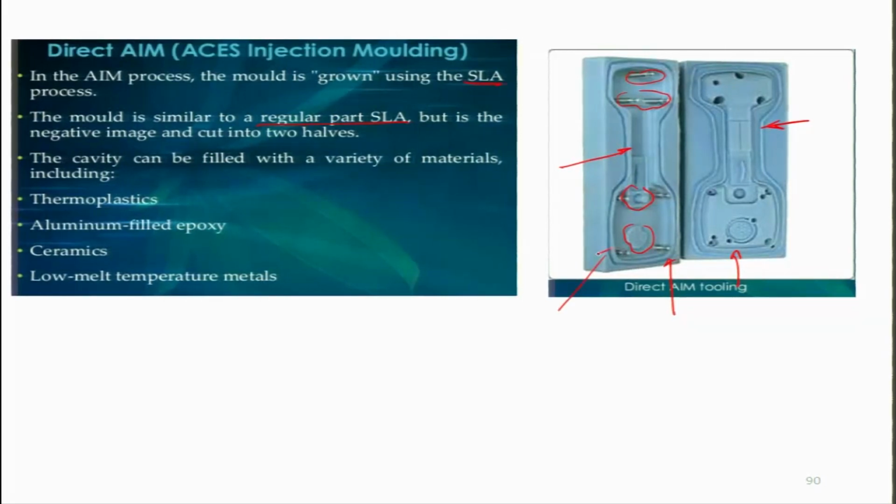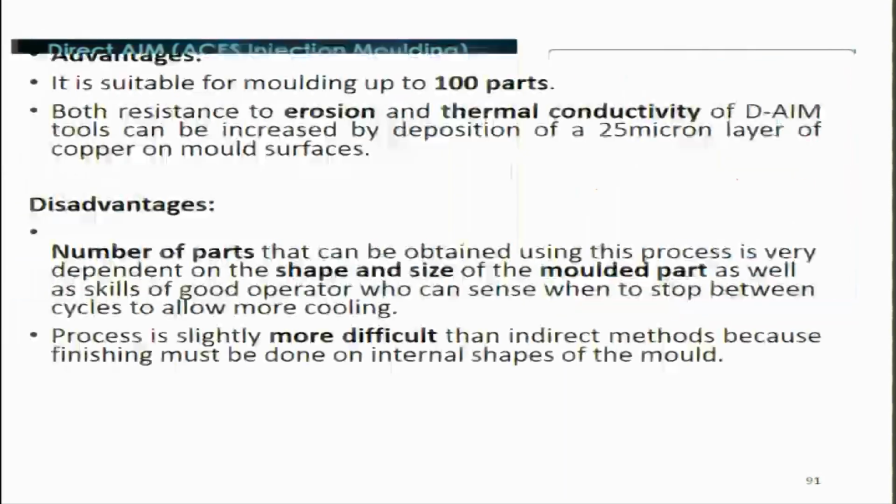So this is the direct tooling. Now you are building with SLA a tool which can be infused with thermoplastics, aluminum filled epoxy, ceramics, low temperature metal components. All these things can be extracted directly from the mold. So you have a direct cavity being made by a SLA technique. This is how some of the direct tooling approaches could be.